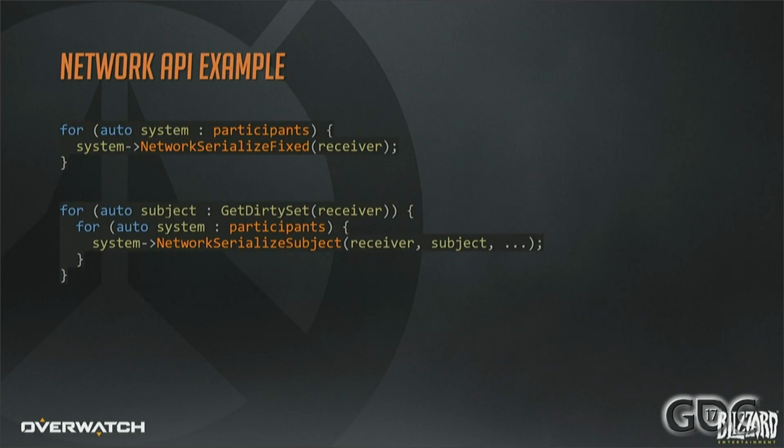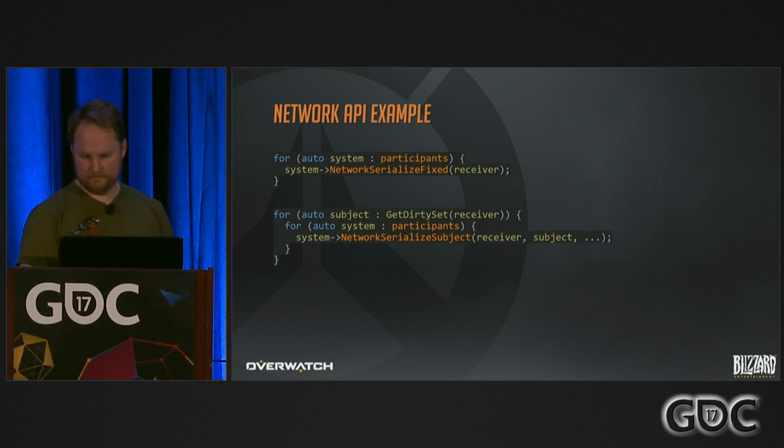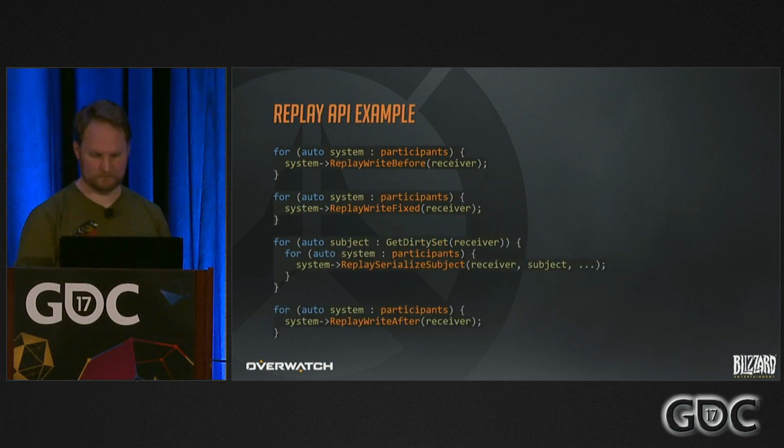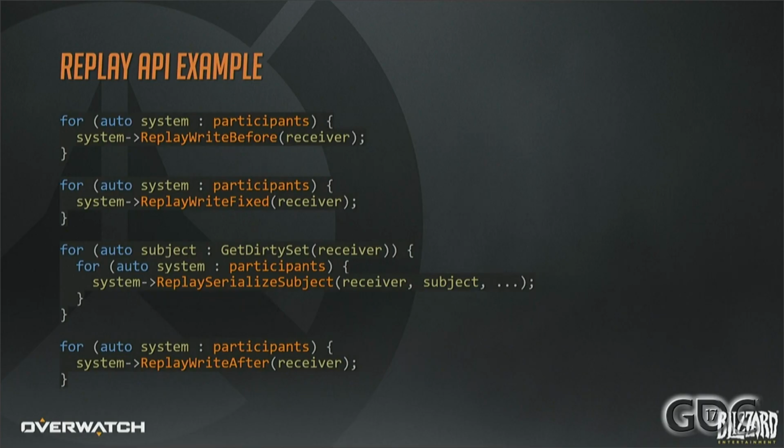This is a simplified API usage example for sending to a network receiver. We make the fixed call for each participant in the receiver. Then we get the dirty subject set and allow each system to participate in serialization for that subject for the receiver. This example glosses over a large number of details that could encompass an entire other talk, which includes dirty state tracking, relevance, prioritization, filtering, our bandwidth modeling, packet drops and acknowledgements, and all that other fun stuff that could be in a whole other talk. Beyond the bookending before and after calls, the replay example is identical to the network API example.